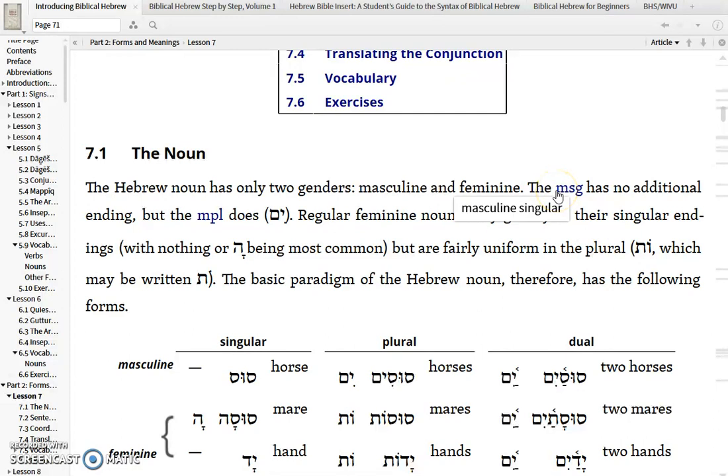And the masculine singular, and notice the abbreviation, MSG, means masculine singular, has no additional ending, but the masculine plural, MPL, does have an additional ending, a hirik, yod, mem ending. Regular feminine nouns vary in their singular endings, some with nothing, some with kamatz he, some with some sort of a T, but are fairly uniform in the plural, which will tend to end with an ot.